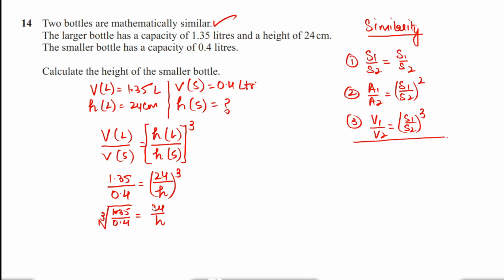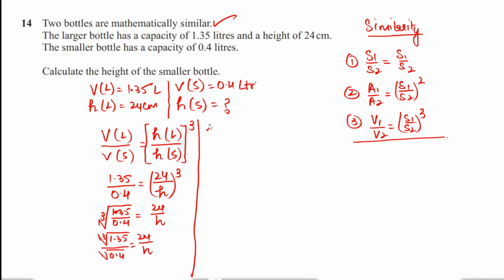Now you have to do the cross multiplication. The student stuck here in the sort of cross multiplication, but there is a way out. We'll do the question with other method also, like cube root of 1.35 upon cube root of 0.4 and 24 by h. Now we do the cross multiplication here.